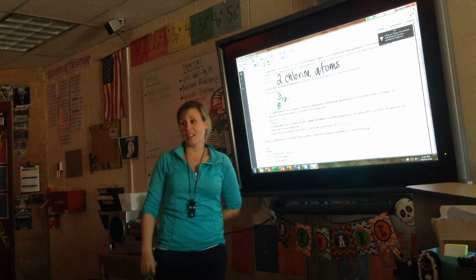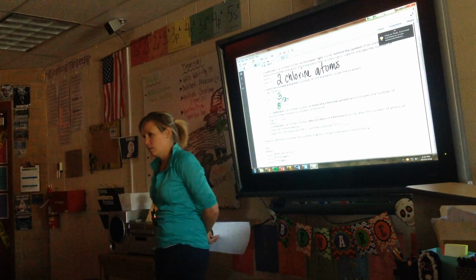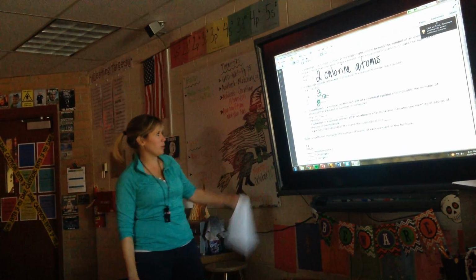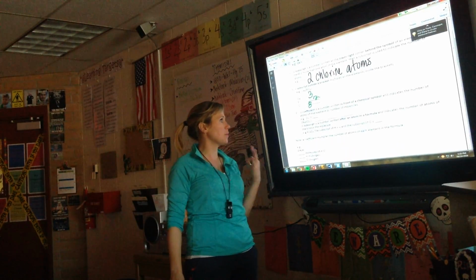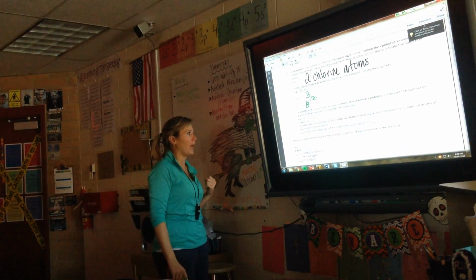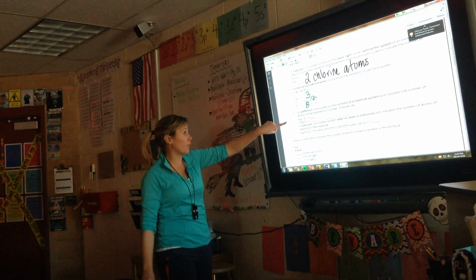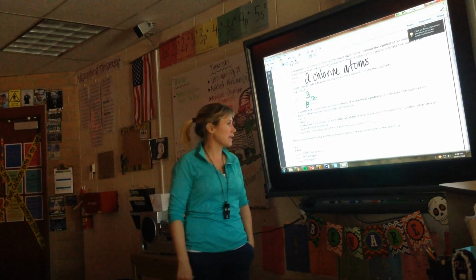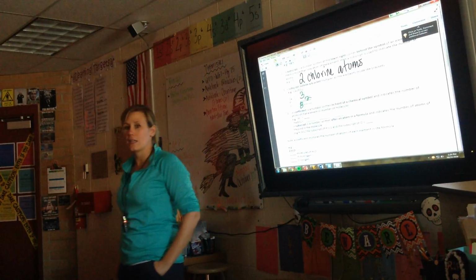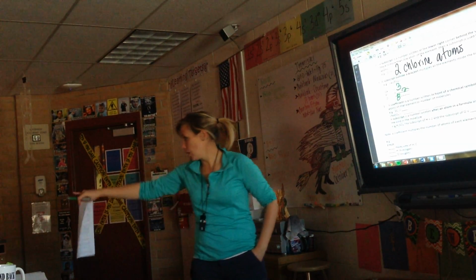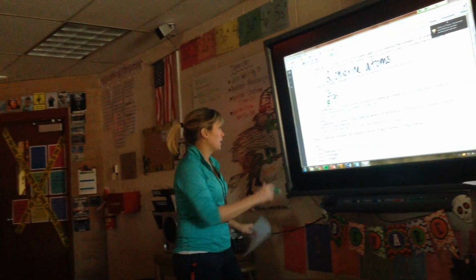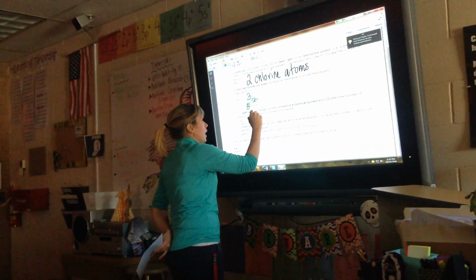Okay. The second number 3. Not the first number 3, but the second number 3. A coefficient is a number written in front of a chemical symbol and indicates the number of atoms of that element or number of molecules. So our first example says it has a coefficient of 3 and then it has C. So what does that mean? 3 carbon atoms. So you guys are writing there 3 carbon atoms.